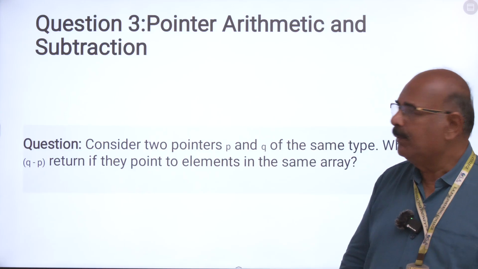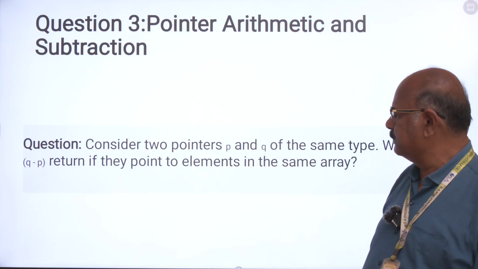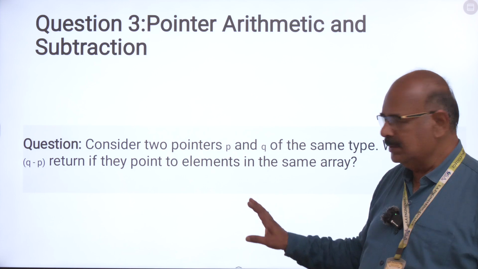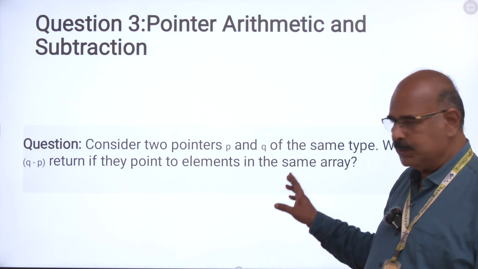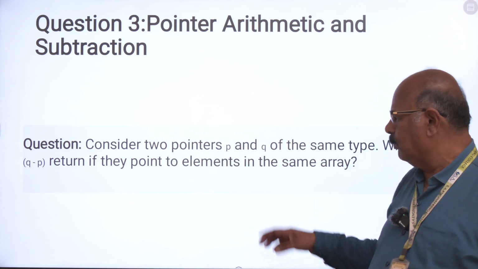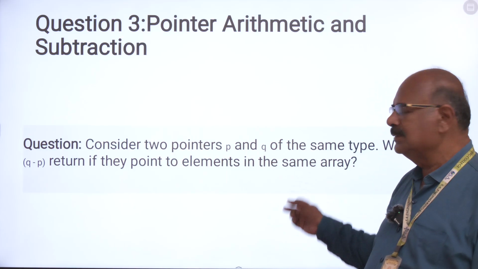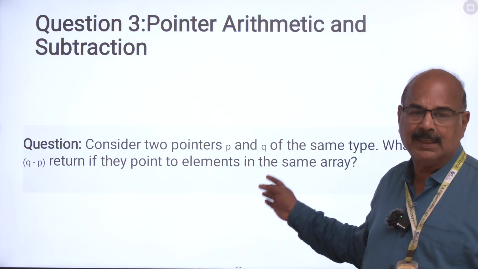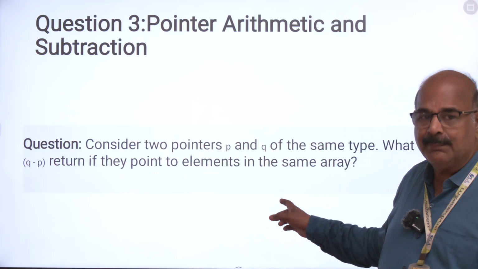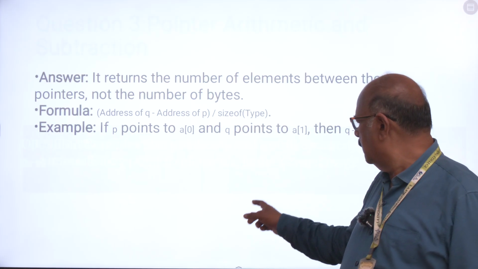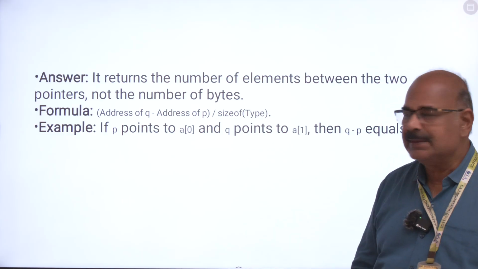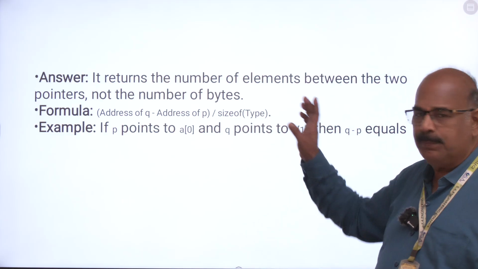Question number 3, pointer arithmetic and subtraction. Consider two pointers P and Q of the same type. What does Q minus P return if they point to two elements in the same array? This is the main thing that you have to take care of. Here the answer: it returns the number of elements between the two pointers.